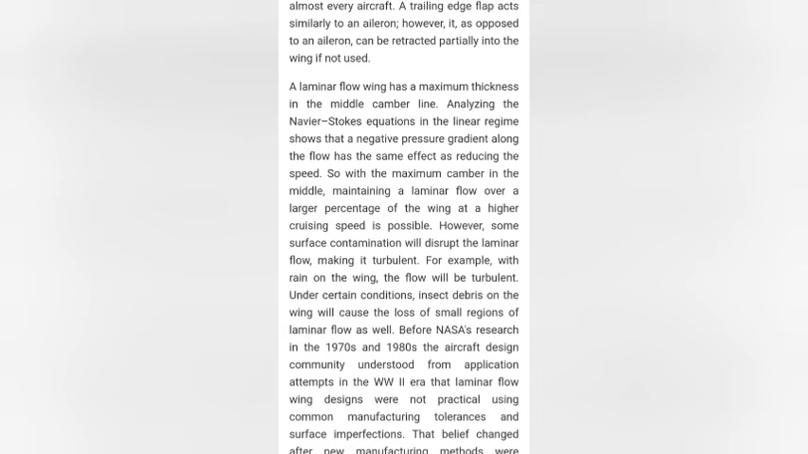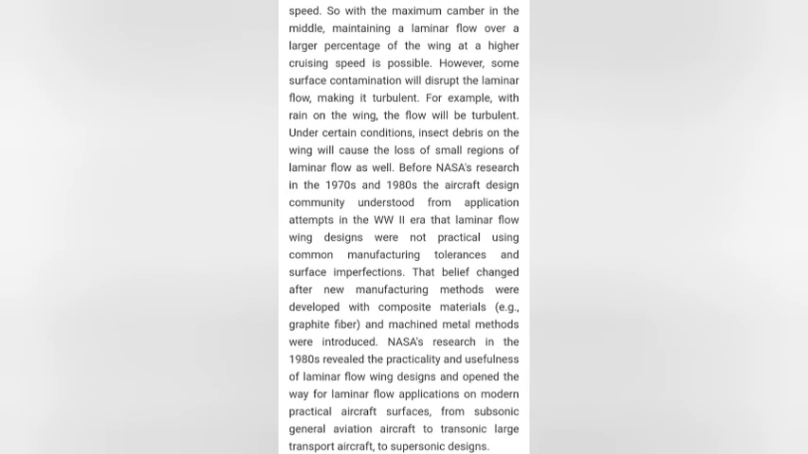A laminar flow wing has a maximum thickness in the middle camber line. Analyzing the Navier-Stokes equation in the linear regime shows that a negative pressure gradient along the flow has the same effect as reducing the speed. So, with the maximum camber in the middle, maintaining a laminar flow over a larger percentage of the wing at a higher cruising speed is possible. However, some surface contamination will disrupt the laminar flow, making it turbulent. For example, with rain on the wing, the flow will be turbulent. Under certain conditions, insect debris on the wing will cause the loss of small regions of laminar flow as well.